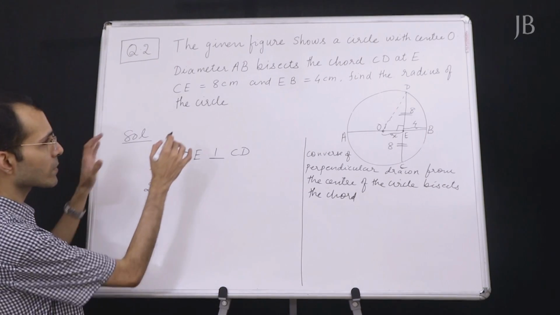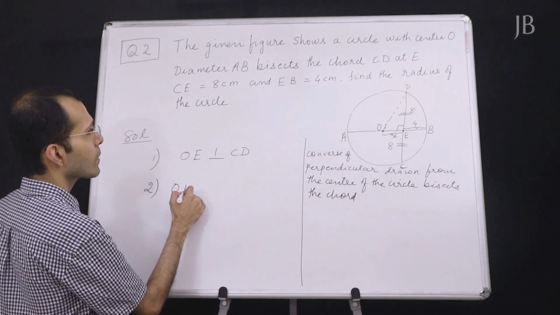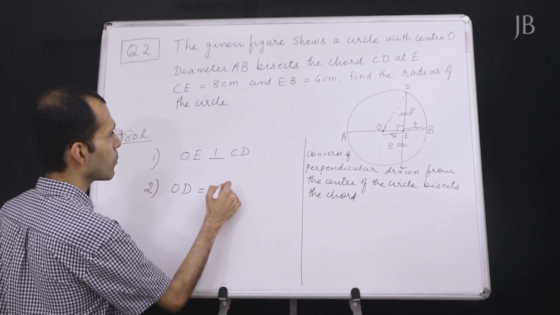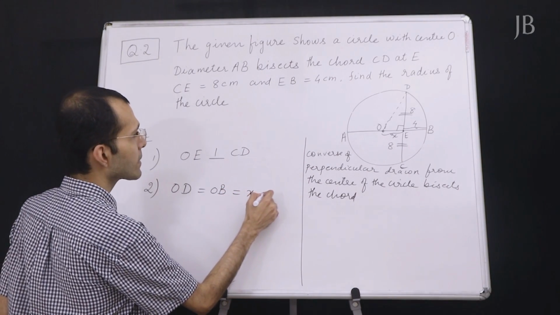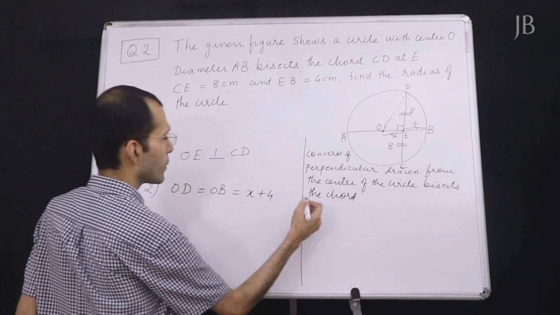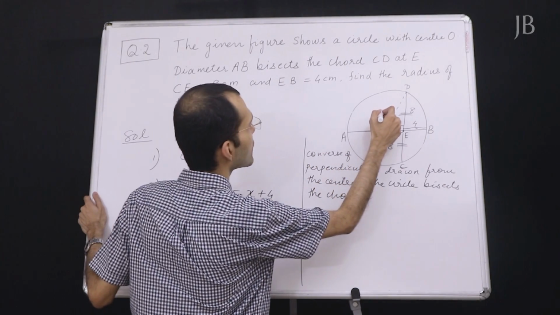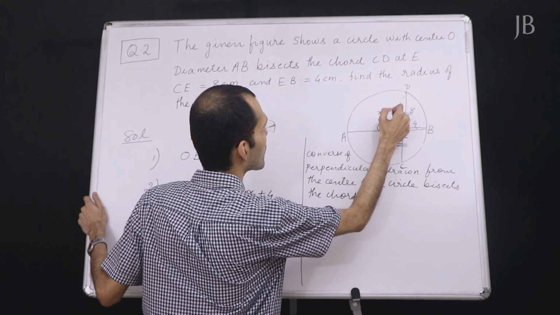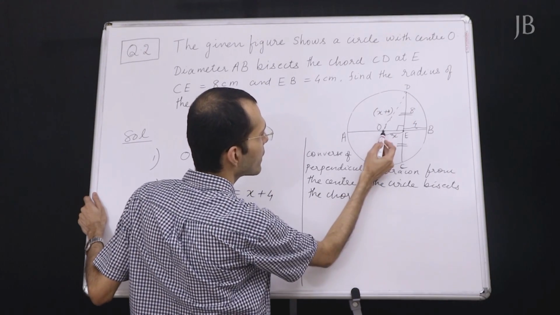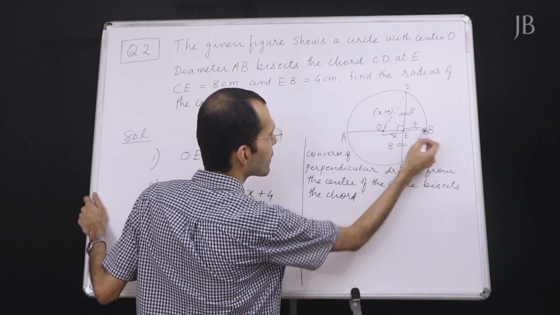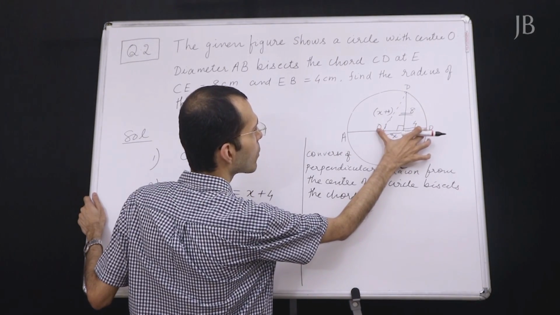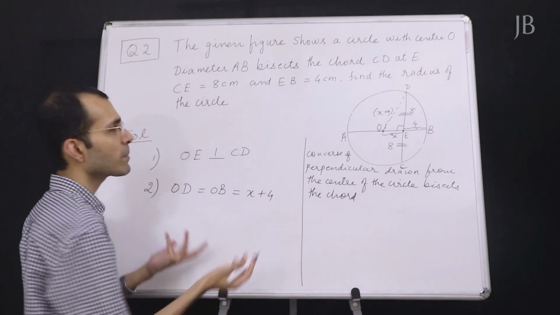So now we are coming closer and closer to our solution. OD will be same as OB, that is X plus 4. You can give the reason, radii of same circle. I repeat, OD is same as OB. OB is X plus 4. So OD also will be X plus 4.